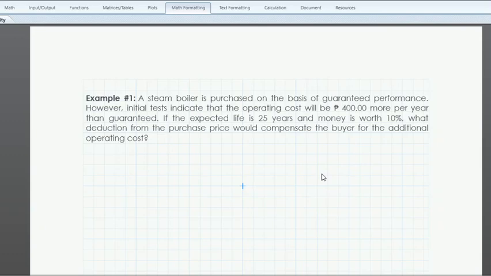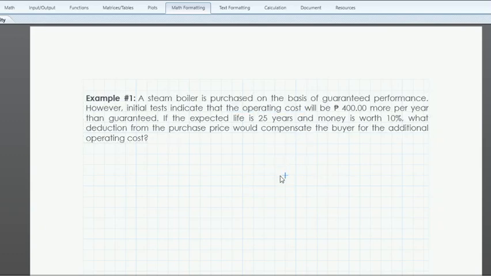So, first thing, of course, you need to analyze yung inyong problem. Ano ba yung sinasabi ng problem nyo? For example, this one, you have a steam boiler na bibilhin daw. Yung steam boiler na bibilhin mo, base sa initial test, you are going to have 400 pesos na extra gastos every year. That is for the operating cost.